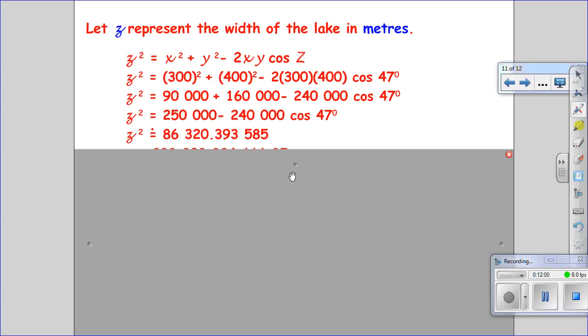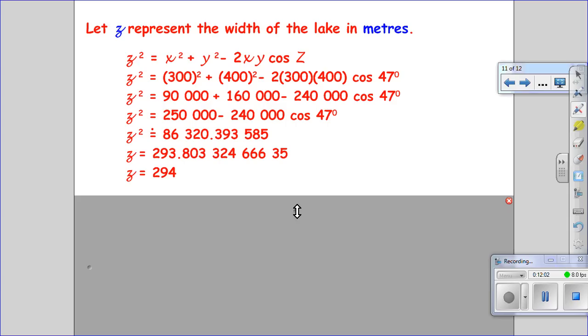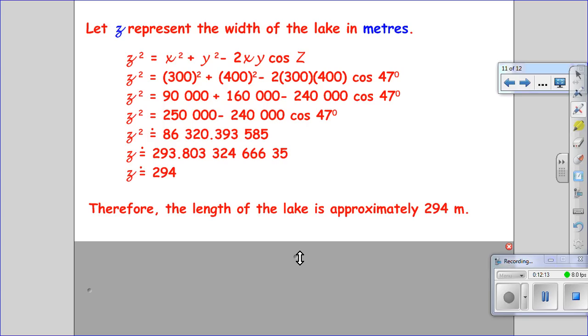Now we're working with rounded numbers. We should have dots above our equal signs here, and we square root. And it's said to the nearest meter, so we round to 294 meters. And again, therefore the length of the lake is approximately 294 meters.